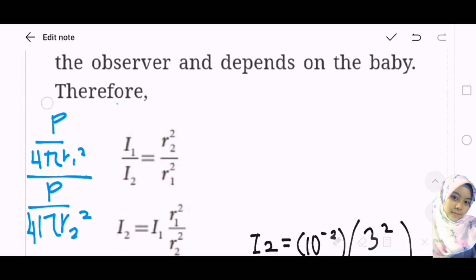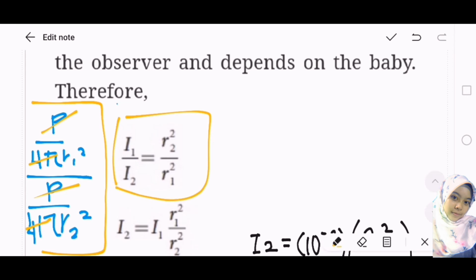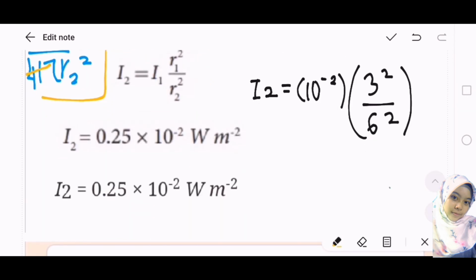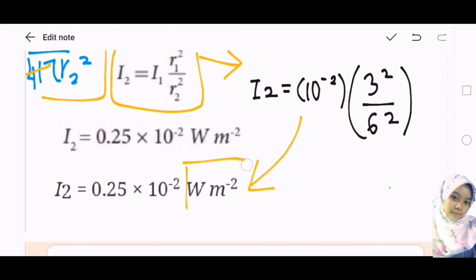Rewrite the equation and cancel the P because they came from the same sound source. So we can cancel the P and 4 pi. We arrange the equation and we will get this equation. Let I2 be the subject and get this equation: I2 equals I1 darab R1 squared over R2 squared. Substitute the value and get the answer. This is the answer. Jangan lupa tulis unit yang betul.